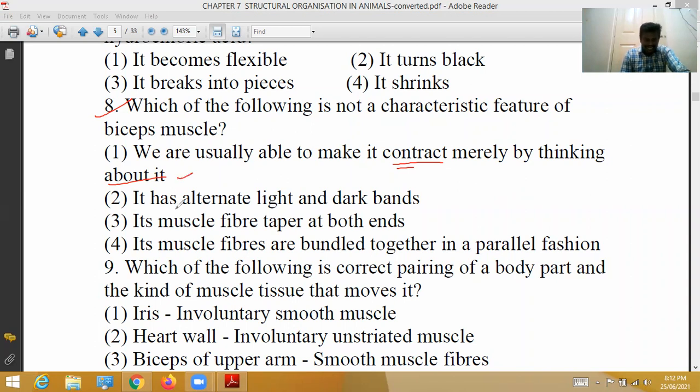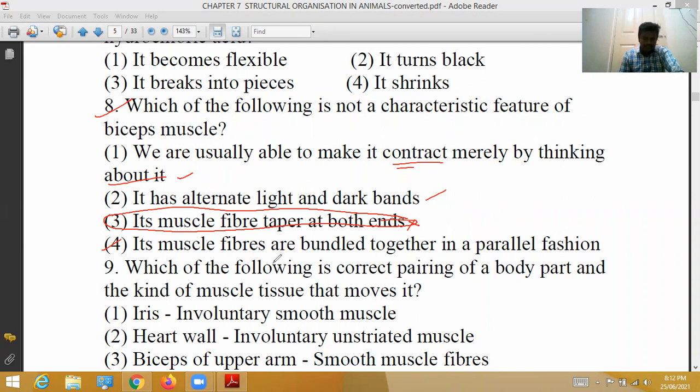Next, it has alternate light and dark bands. Yes, our biceps muscle contains light and dark bands. That is correct. Third, its muscle fibers taper at both ends. It does not have tapering ends; pointed ends are not present at either end. So this is not a characteristic feature of the muscle. Fourth, its muscle fibers are bundled together in a parallel fashion. Yes, that is also a characteristic feature.